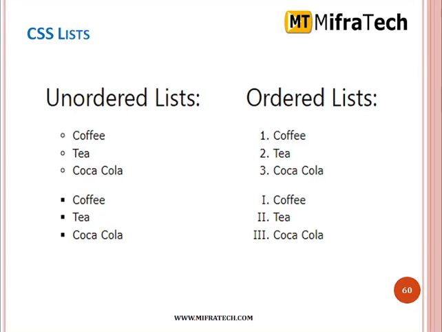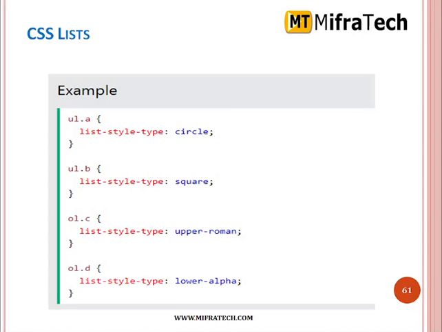Unordered lists, you can see here, are represented with dots: coffee, tea, Coca-Cola. Ordered lists are represented with numerical values and Roman numerals. You can define a list with ul, list-style-type circle, ul list-style-type square, upper-roman or lower-alpha.